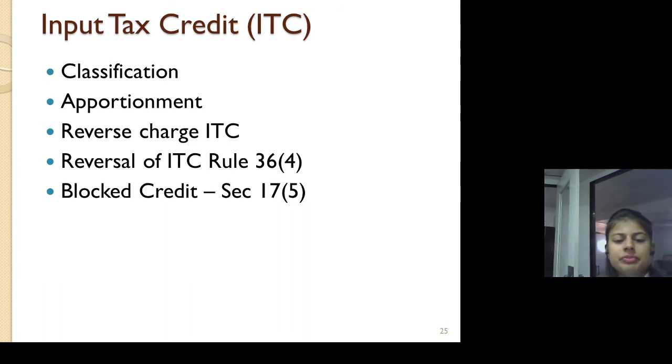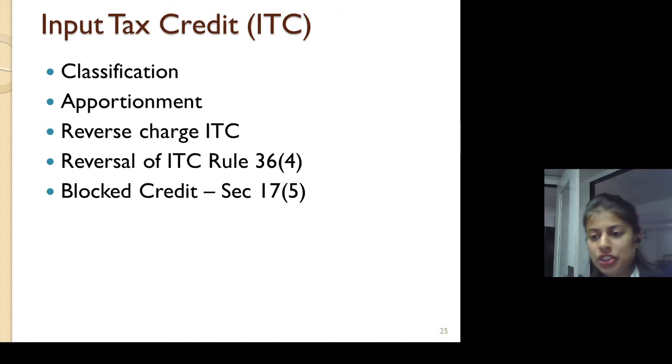So first thing is classification. That is, I have to classify my ITC into eligible and ineligible. This is important. Not that for every invoice which I receive in my company or in my entity name, I am not supposed to verify whether it is eligible to me or not.